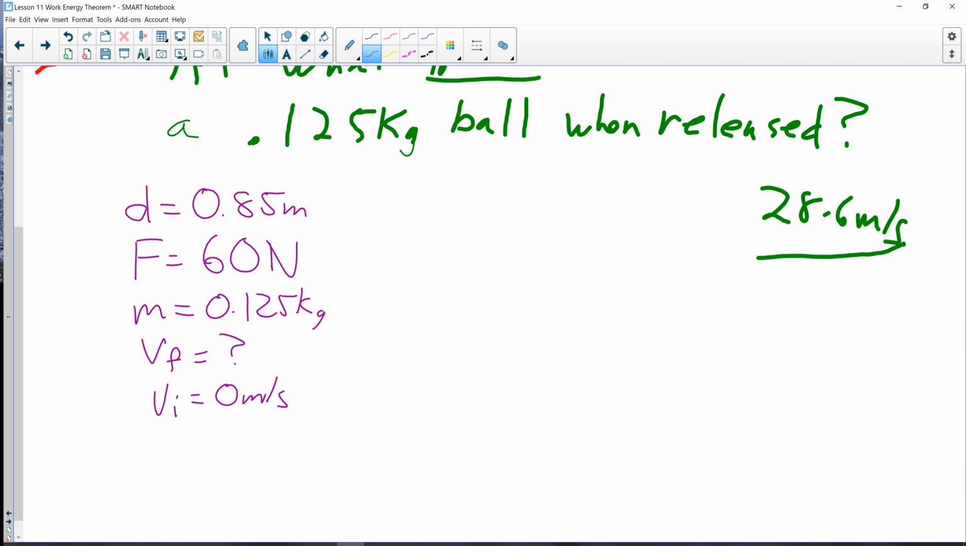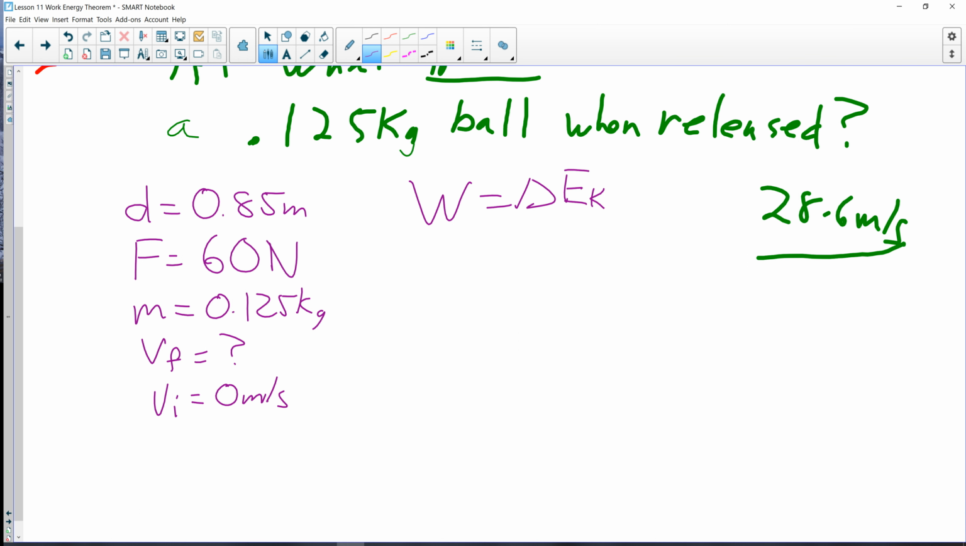So I've got force and distance, which I can use to calculate work. Agreed? And I'm being told that there's a change in speed. So what kind of energy is likely changing in this question? Kinetic. There's no mention of it going higher or lower. So this question is a work energy theorem question where kinetic energy is being changed.